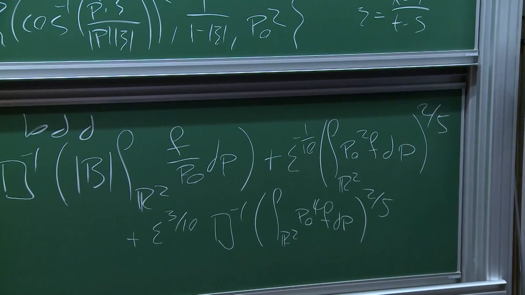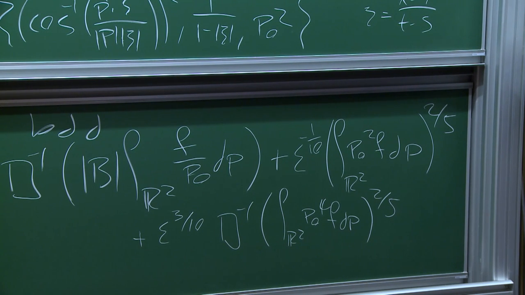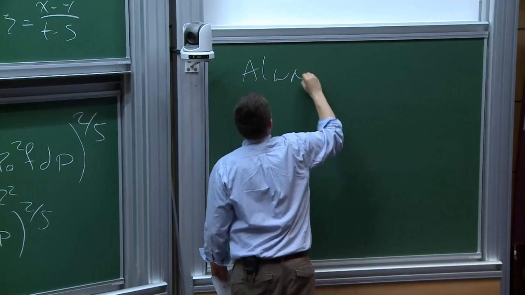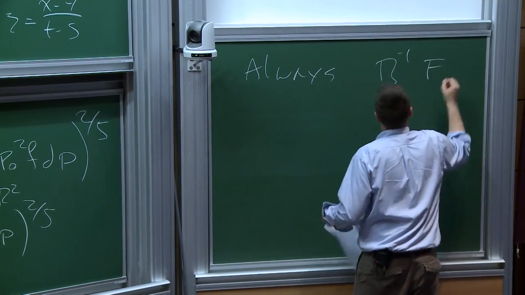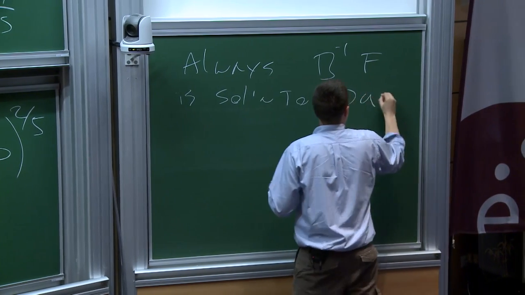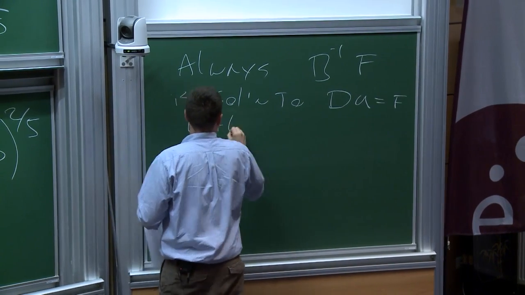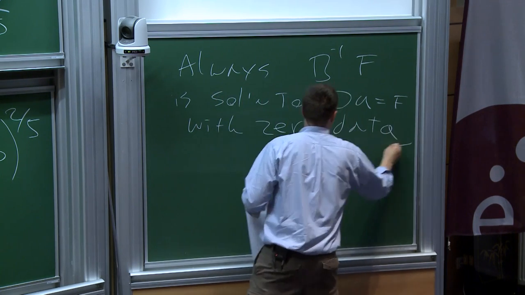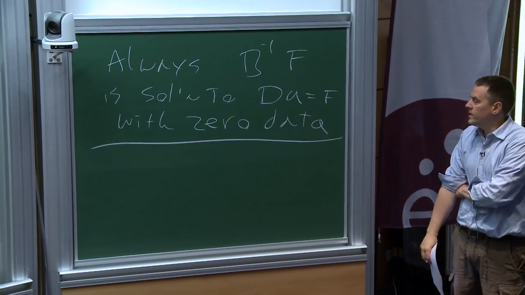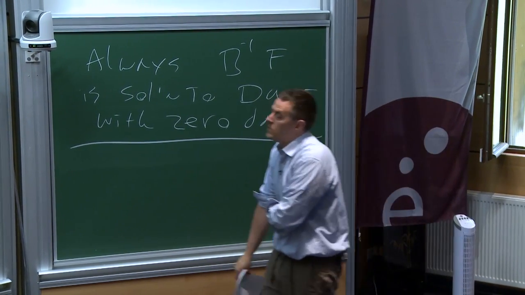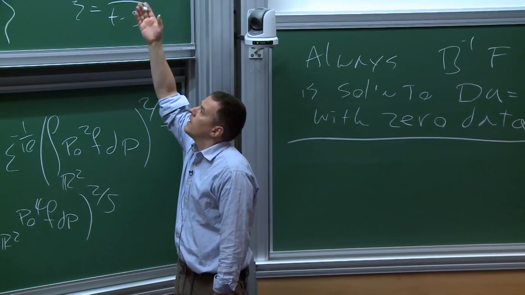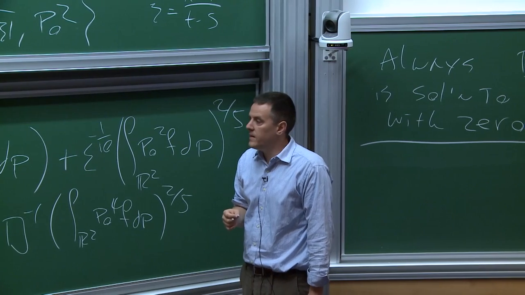Okay, so this is what you can prove. You can work a little bit, and I should say one other thing. Always, for everything I'm going to say today, box inverse F represents the solution to box U equals F with zero initial data. So it's the solution to the wave equation with zero initial data. It's just an integral, so you just use the integral formulas. They're hiding in these expressions up there. I put it on the slides yesterday.